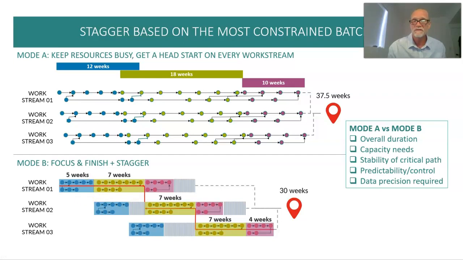Better predictability and control, less changes. I can see the flow of work easier. I can also create some what-if scenarios, and I'll talk about that a little bit later. The data precision that's needed is not so precise, right? I need to know at the box level, I have a pretty good plan at the box level with a good enough plan. At the dot level, it needs to be good enough to get me the box sizing and resource capacity required, but that's about it. I don't need to be so precise with data at the dot level.